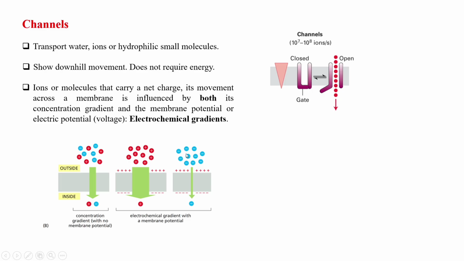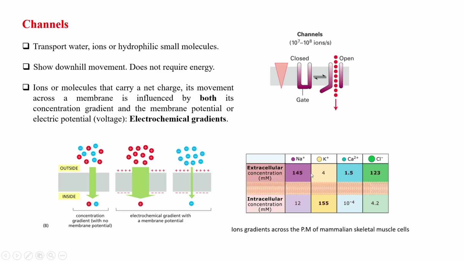But what will happen for the negatively charged molecules or ions? You will see that the rate of movement here is very low, lower than the concentration gradient alone, because the negatively charged ions are moving from outside to inside, and the inside charge is negative. The negatively charged molecules are present in higher concentration outside than inside, but the membrane potential favors the positive charge, not the negative charge, so the rate of movement of these negatively charged ions will be lower than the concentration gradient.